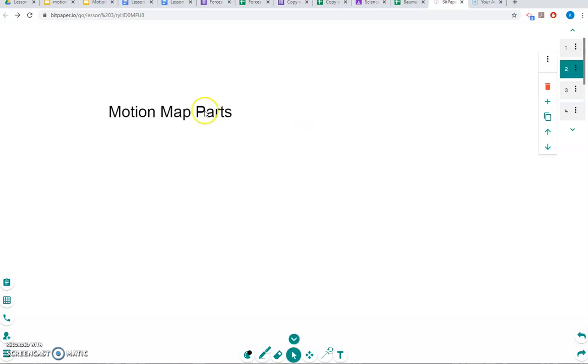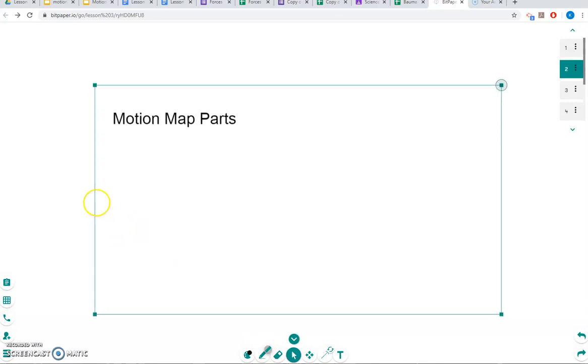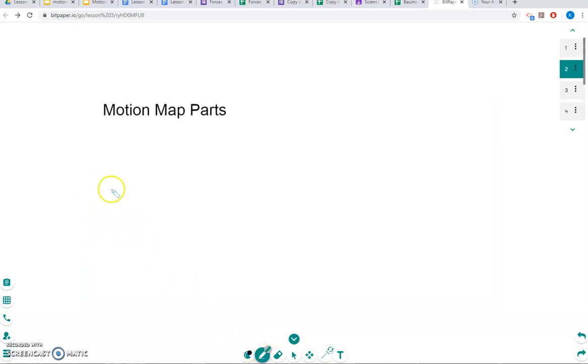All right, so first thing you're going to want to know is there are certain parts of a motion map that you're going to want to know about. So I'm going to show them to you. Let's get started here. We're going to make an X. There we go. We're going to make an X.